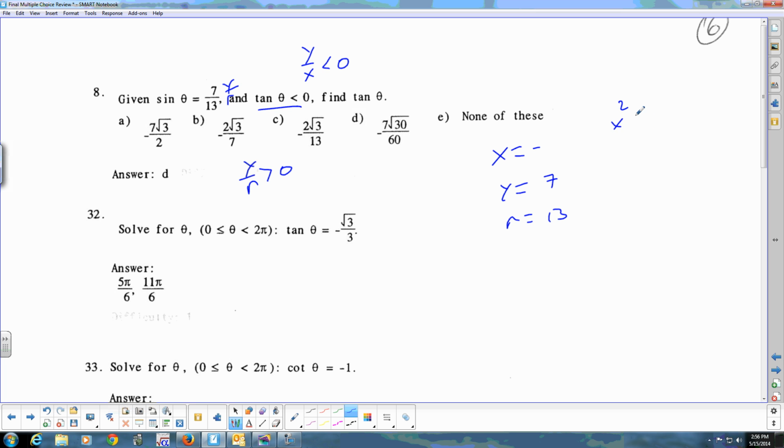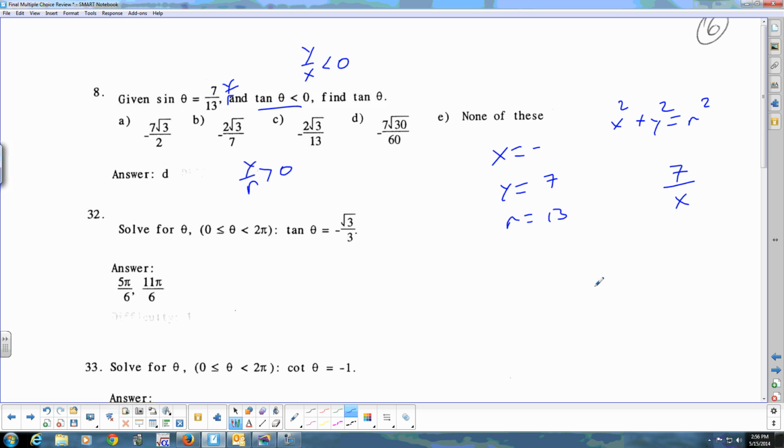And you just do the Pythagorean theorem with the 7 and the 13, solve for x, and then remember it's got to be negative. Find the tangent, you fill the numbers in. You already know the y value, so it's y over x, so it's 7 over whatever you get for your x value. And your x value is going to be negative.